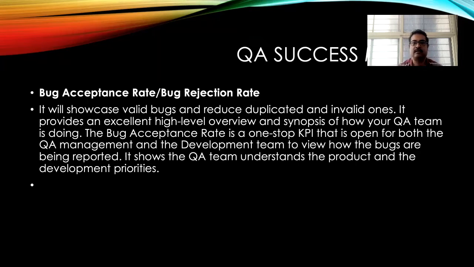So this is one of the important KPIs, bug acceptance rate. It's a one-stop KPI that is open for both QA management and the development team to view how the bugs are being reported. And it shows that the QA team understands the product and the development priorities.